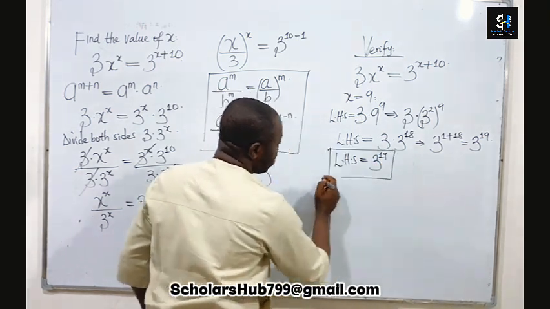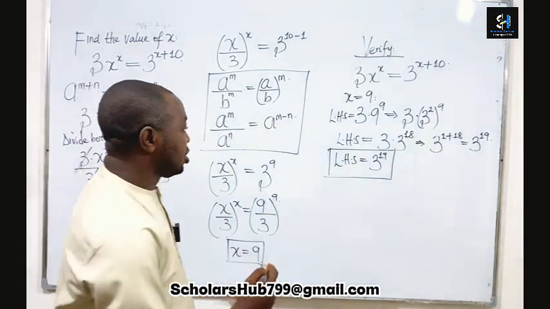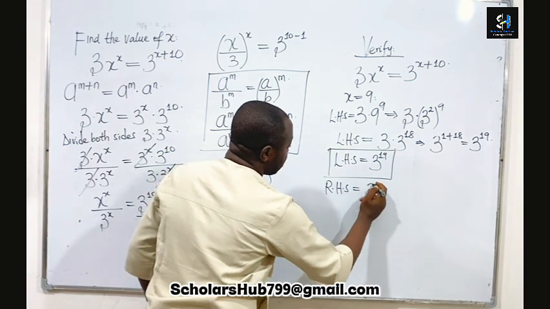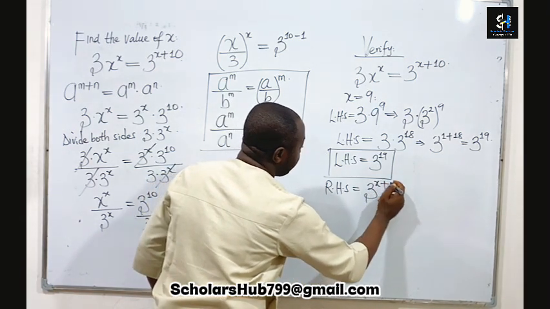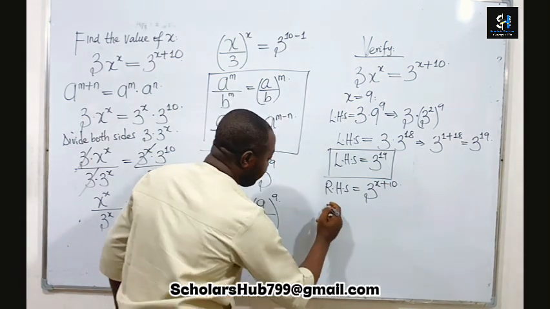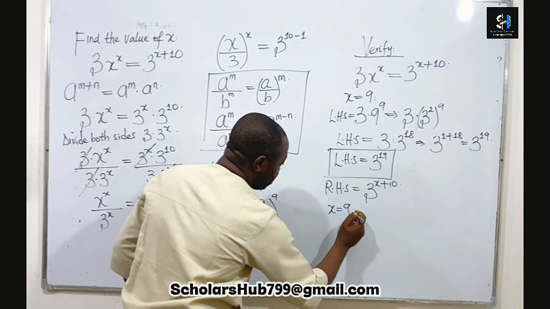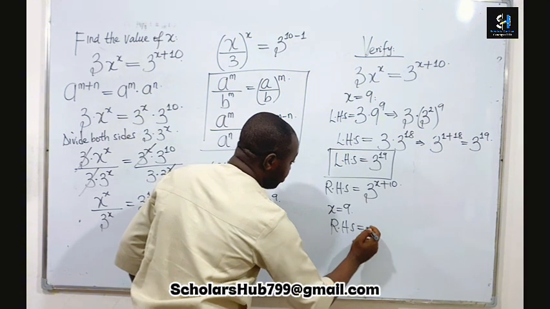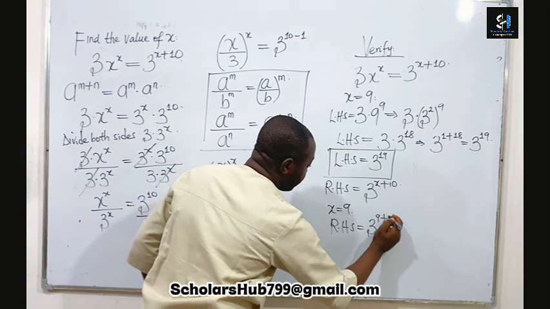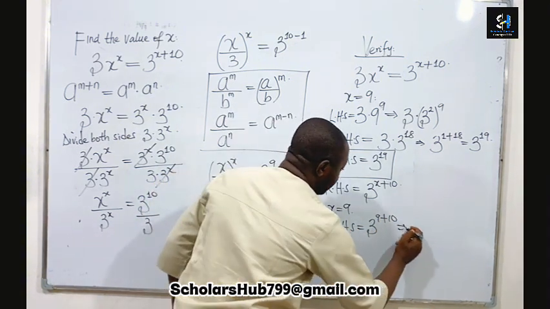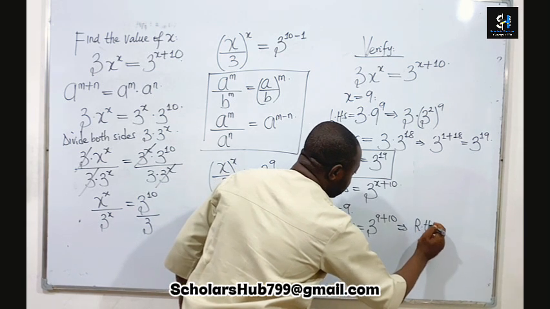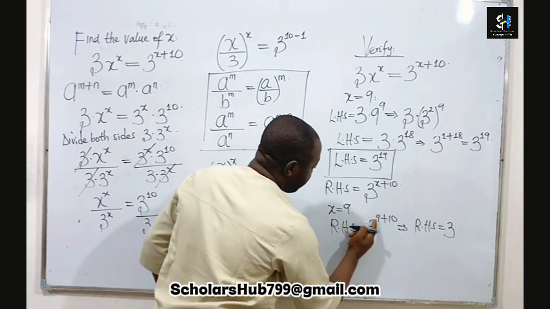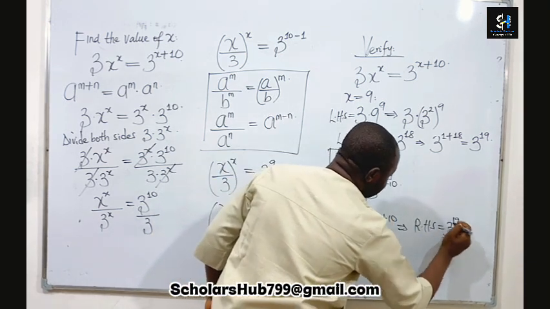Are we going to get the same as the right hand side? So for the right hand side we have 3^(x+10). Now the value of x is equal to 9. So which means the right hand side will be equal to 3^(9+10). So it follows that the right hand side will be 3^19.